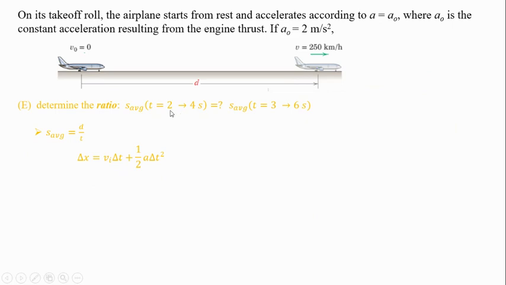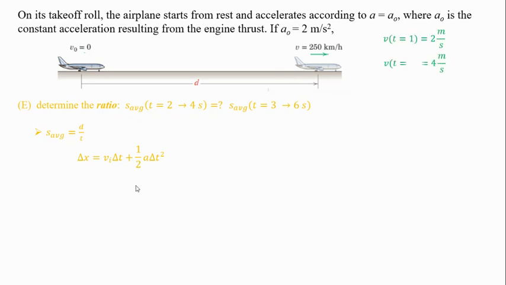On the left side of the equal sign, the time is from 2 to 4, so the change in time is 2 seconds. And on the right side, we know that it's from 3 to 6, so the change in time is just 3 seconds. But what we can do is find distance using the displacement function. All right, so let's find d real quick.